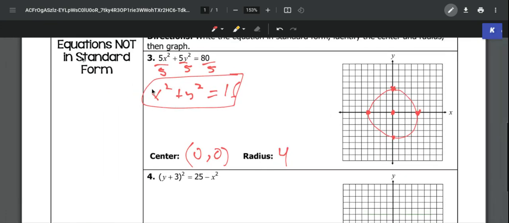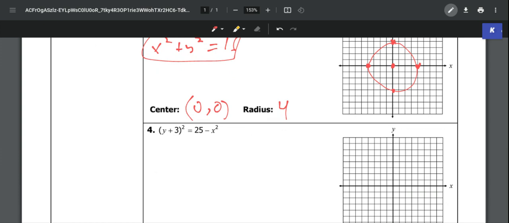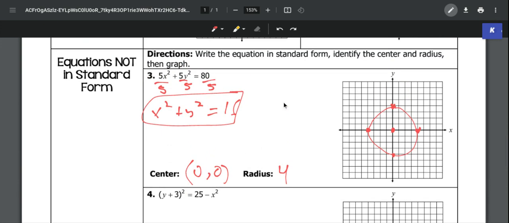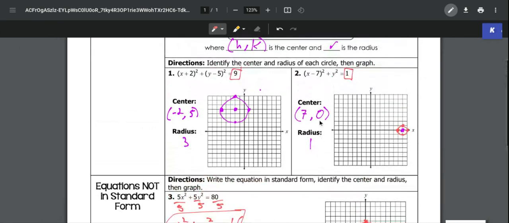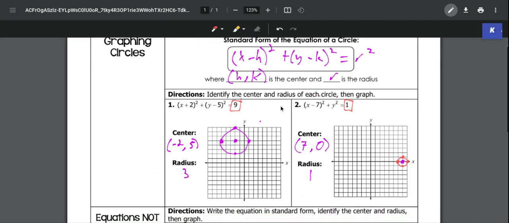So if it's not given to you in standard form, which I'm not going to make you do, it's still pretty easy to do. All you've got to do is get your equation into standard form, and in this case, we just needed to get rid of these 5s, so we just divided by them. But we're not going to focus too much on that. But that is it for this video on graphing circles.